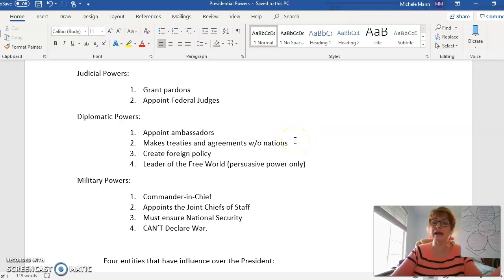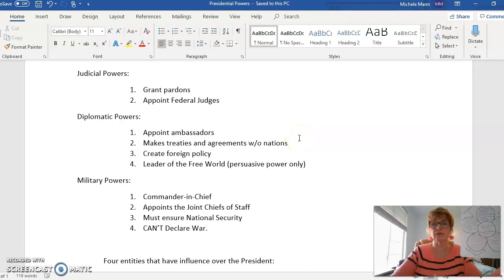So, for instance, NAFTA, the North American Free Trade Agreement, North America, not North Atlantic. That was between Mexico, Canada, and the United States. And Bill Clinton did that. He did not have to have senatorial approval. He just signed it. It was a trade agreement, and presidents can do that. They have that power without going to Congress to ask for permission. But treaties have to be okayed by the Senate.